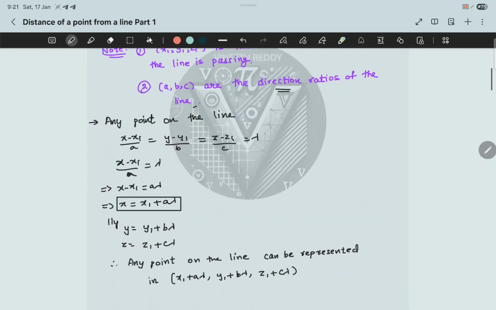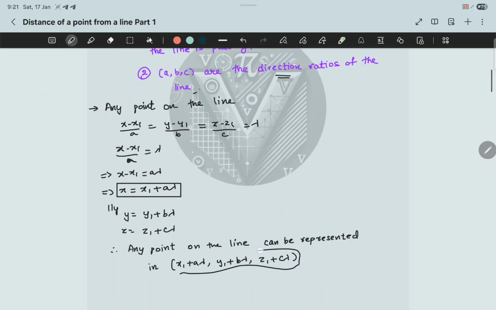Now, any point on the line can be represented in this way, that is x1 plus a lambda, y1 plus b lambda, z1 plus c lambda. How do we get this? What is this lambda? Lambda is any real number. If two or more ratios are equal, we can equate that to a constant, and that constant here is lambda. Now if I take (x minus x1) by a is equal to lambda, from that we get x is equal to x1 plus a lambda. Similarly, y will be equal to y1 plus b lambda, z will be equal to z1 plus c lambda.